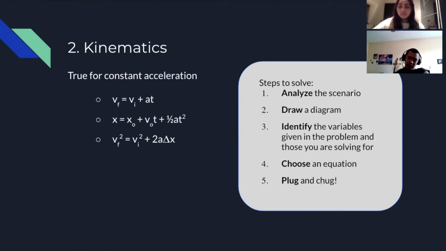The way we solve a kinematics problem is we analyze the scenario. So it's just like looking at what the problem is asking for, draw a diagram to help you visualize what's going on in the problem, and then you want to identify the variables, so like finding out which ones you have and which ones you need to find, which leads to choosing an equation, and then you just plug in the values you're given, and then you get your answer.